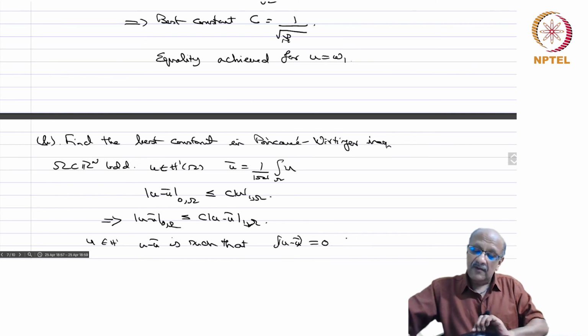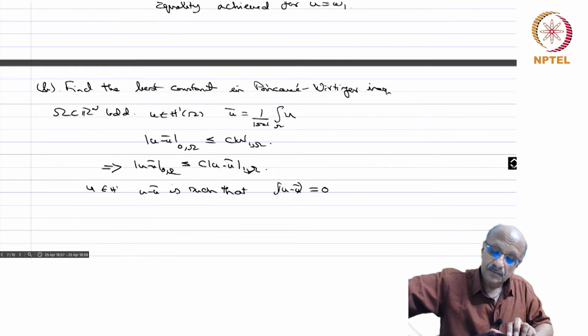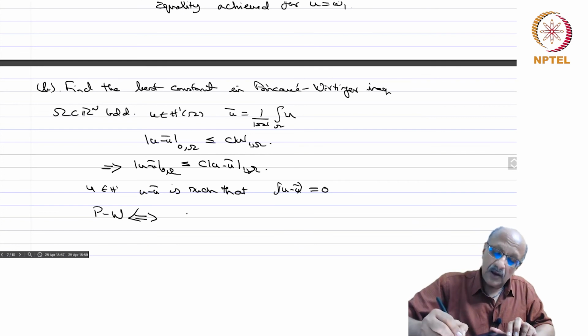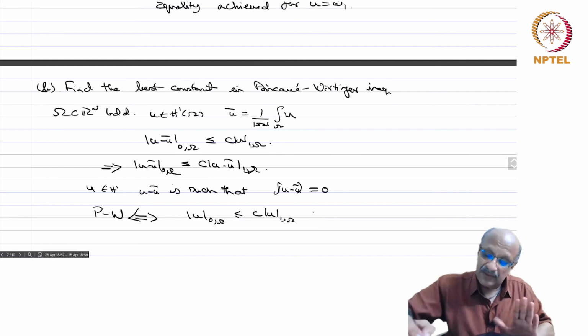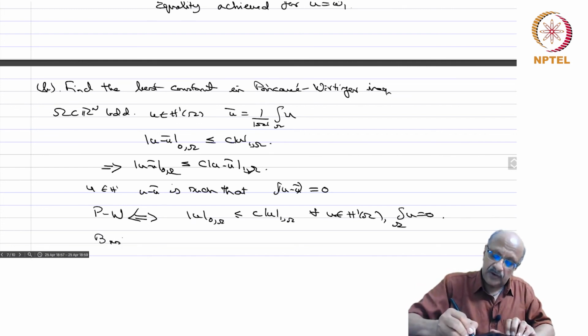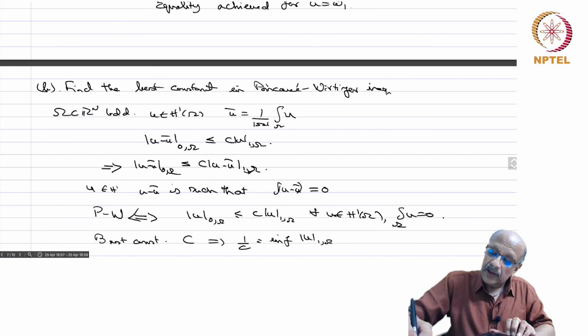And therefore, you have, so Poincaré-Wirtinger is equivalent to saying the norm of u in L2 of Omega less than or equal to C times the norm of u in H1 of Omega, same as in Poincaré, for every u in H1 of Omega, integral u equal to 0. Okay, so this is the same. So best constant C implies 1 by C equals the infimum of the H1 norm of u by the L2 norm of u, u not equal to 0, but integral u equal to 0.